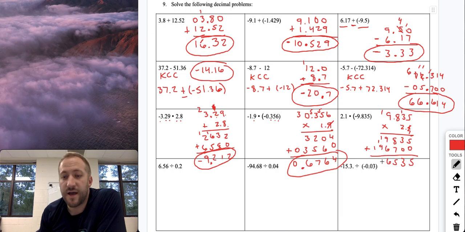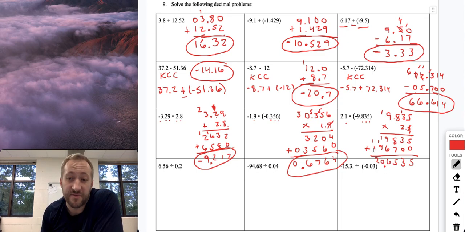Yep, 1 plus 9 is 10. Carry the 1 again. And 2. Now, I'm going to count how many numbers are behind my decimal in the problem. I got 1, 2, 3, 4. So I want 1, 2, 3, 4 behind the decimal in my answer.